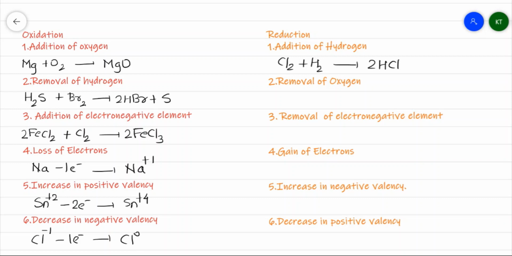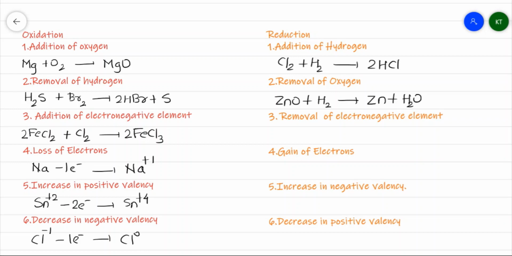Then removal of oxygen. I have zinc oxide, and when I pass hydrogen gas over heated zinc oxide, I get zinc plus water. So I say that zinc oxide gets reduced to zinc.